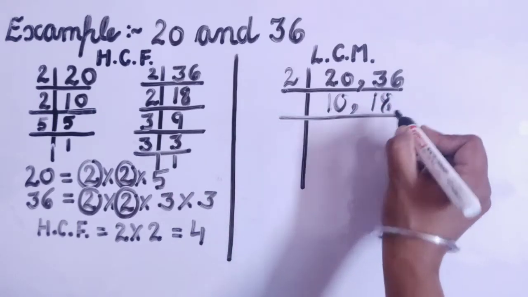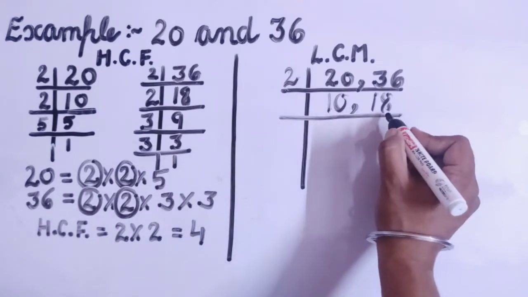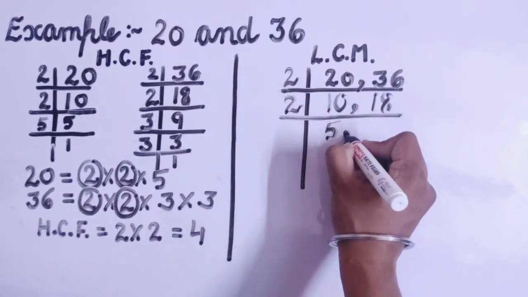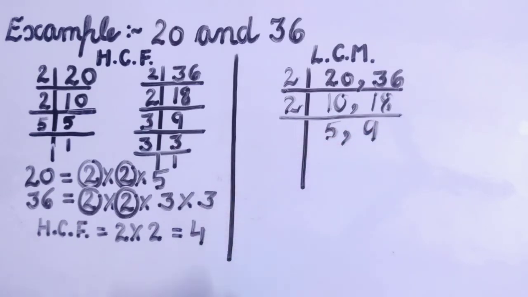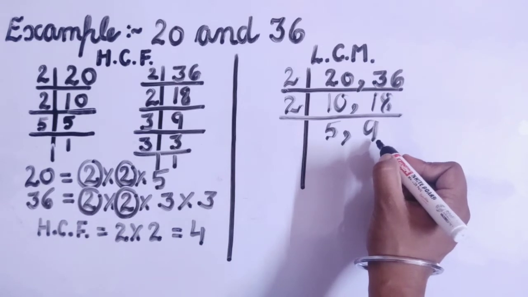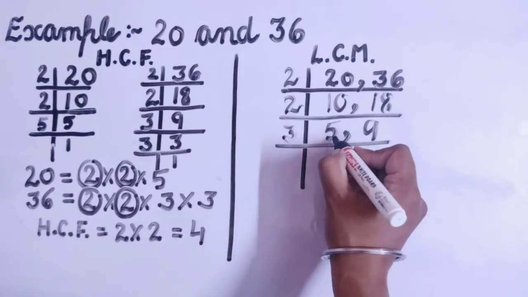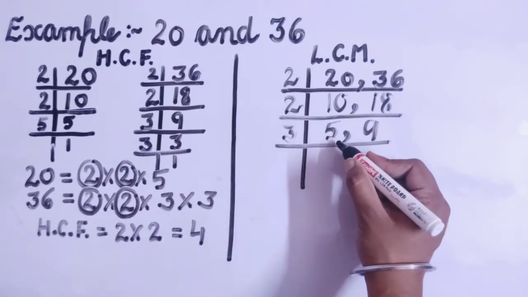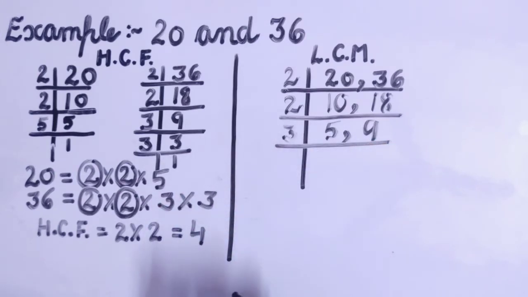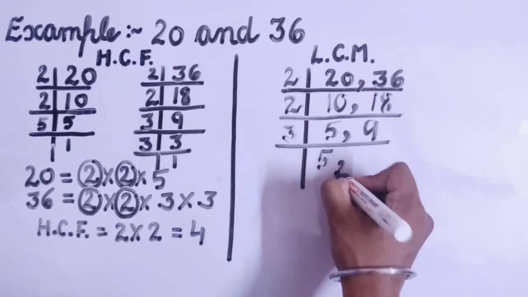Now students, once again, take a number which can divide at least one of the given numbers. Again, I'll take 2. Yes, 2 5s are 10. 2 9s are 18. Now students, 5 and 9 both cannot be divided by 2. So, we will take 3. 5 cannot be divided by 3, students. Any number which is not divided by the prime factor, we will write it as it is.